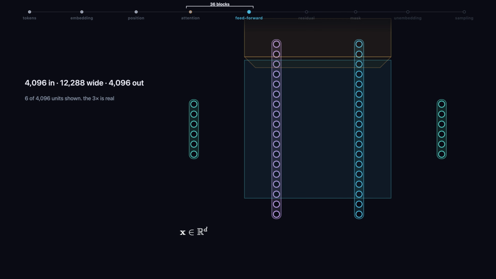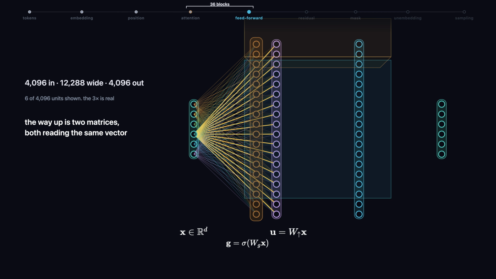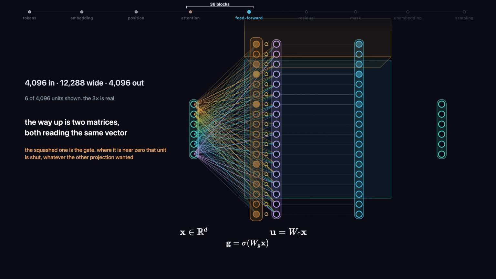4,096 numbers arrive. One vector, lifted off the stream. The way up is not one matrix. It is 2, side by side, both reading that same vector. Each one projects it up to 12,288. Every one of those 12,000 is a weighted sum of all 4,000 inputs. Then a non-linearity, and it lands on only one of the 2. That squashed one is the gate. The 2 are multiplied together, element by element. Where the gate is near 0, that unit is shut, whatever the other projection wanted.